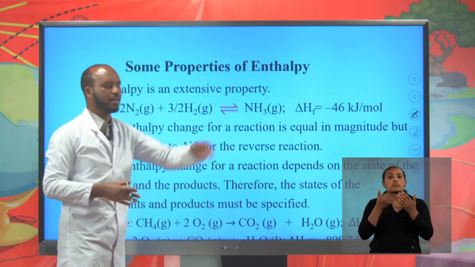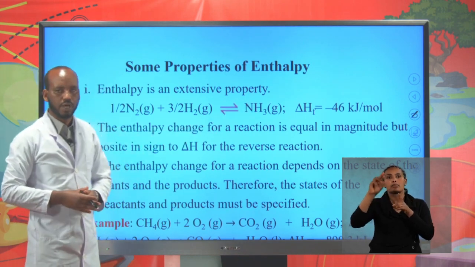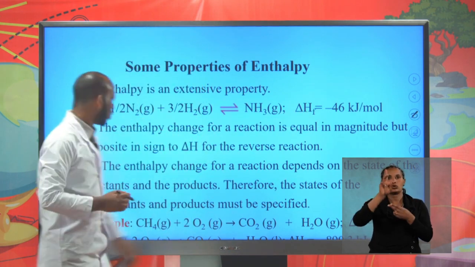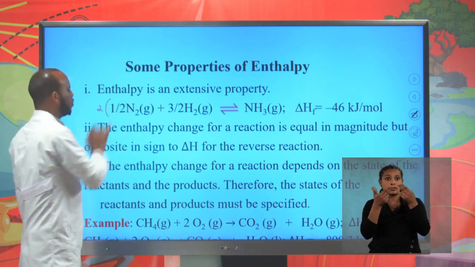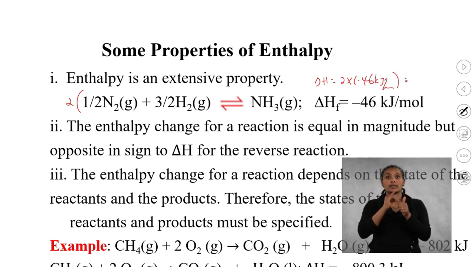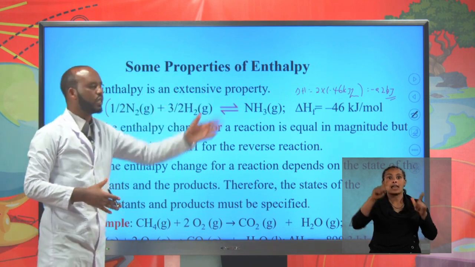Now the forward reaction is exothermic. If you multiply this reaction by 2, you have to multiply the enthalpy change by 2. Therefore, delta H equals 2 times minus 46 kilojoule per mole, which is minus 92 kilojoule per mole. You see? Therefore, enthalpy is an extensive property.